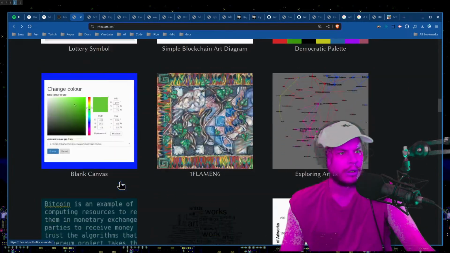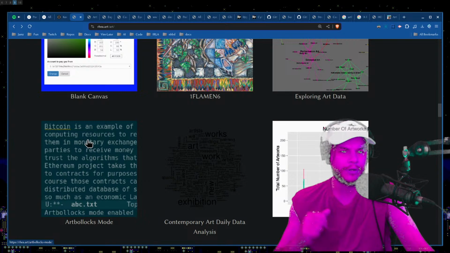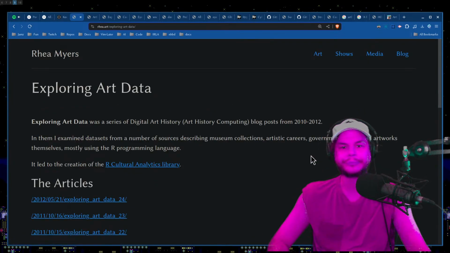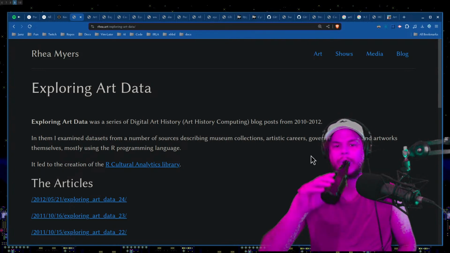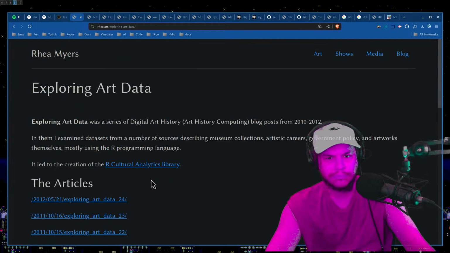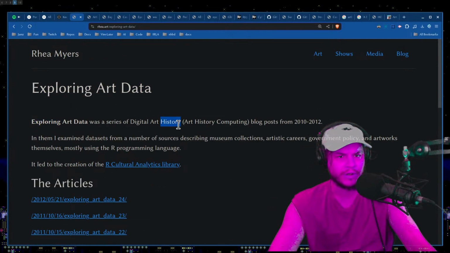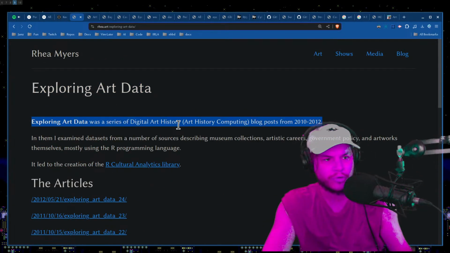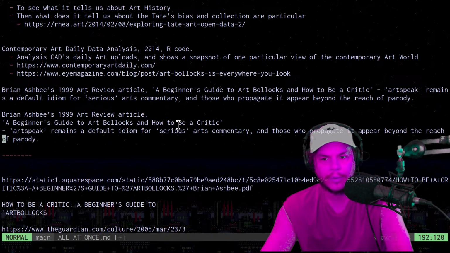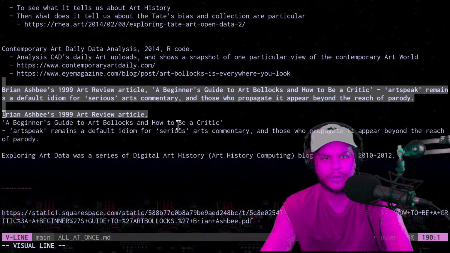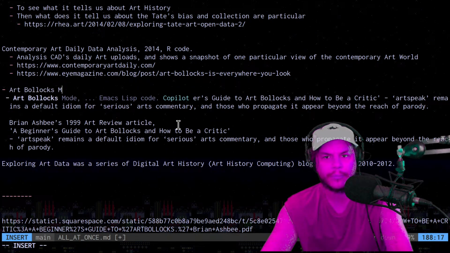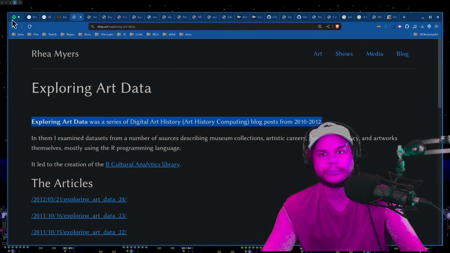A lot of art here. Okay, I understand Arbolics mode, and I get why it's called mode now. It's an Emacs mode, like Org mode, Arbolics mode. Great. All right, so exploring art data is another one. Going through blog posts from 2010 and 2012. This all goes inside of Arbolics mode. There we go.